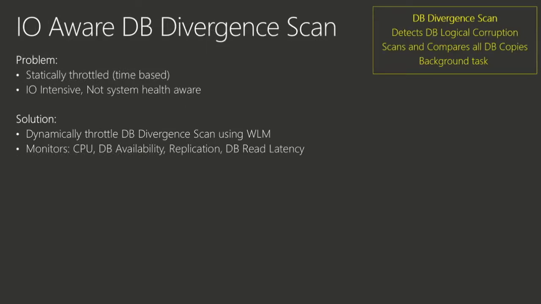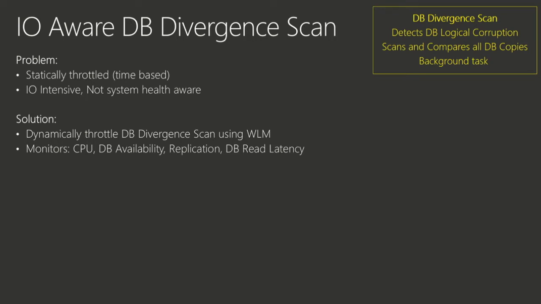Next, DB divergence scan. Some of you may recognize this. This is something that we released in Exchange 2016. DB divergence scan, or DB scan as we call it, is a feature that is there to detect DB logical corruption. It goes and scans every single copy of the database and compares them to see if they're the same or if there's a divergence. If there is a divergence, it means that there's a corruption. We go and fix it, and so on and so forth. This thing runs in the background 24/7. It runs all the time.